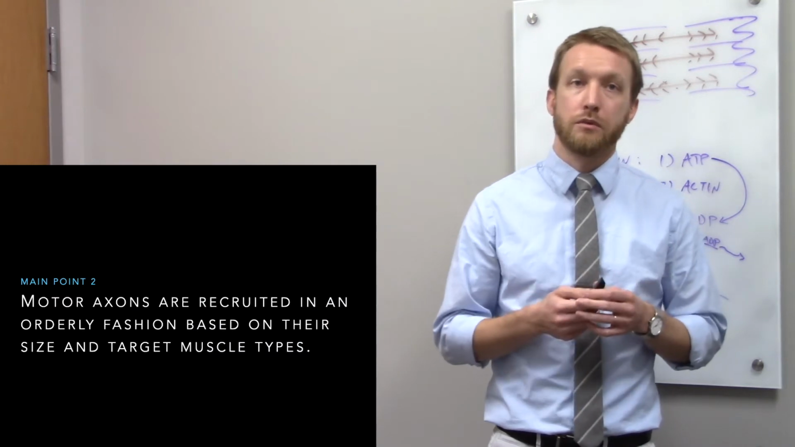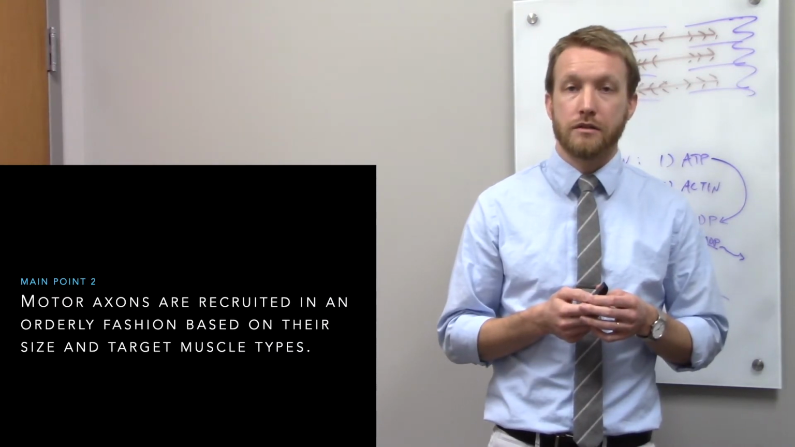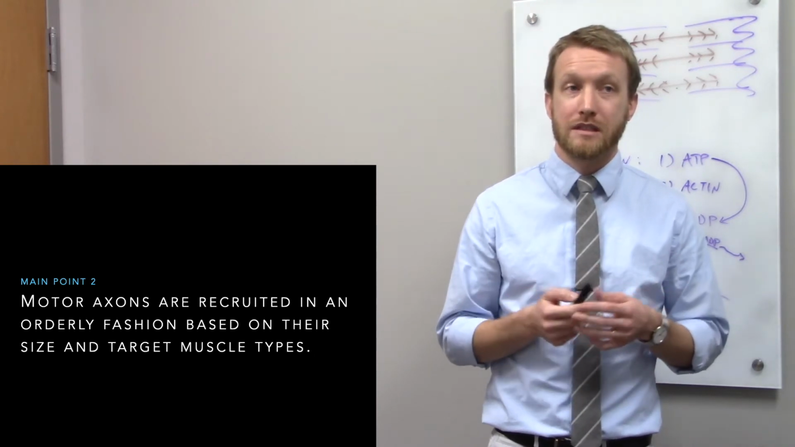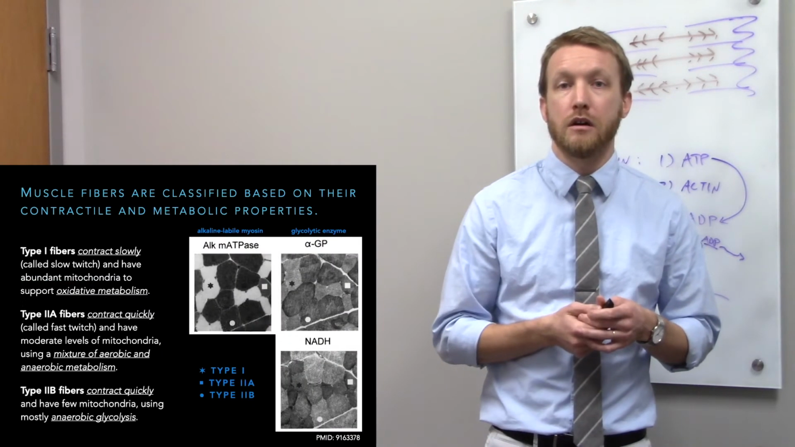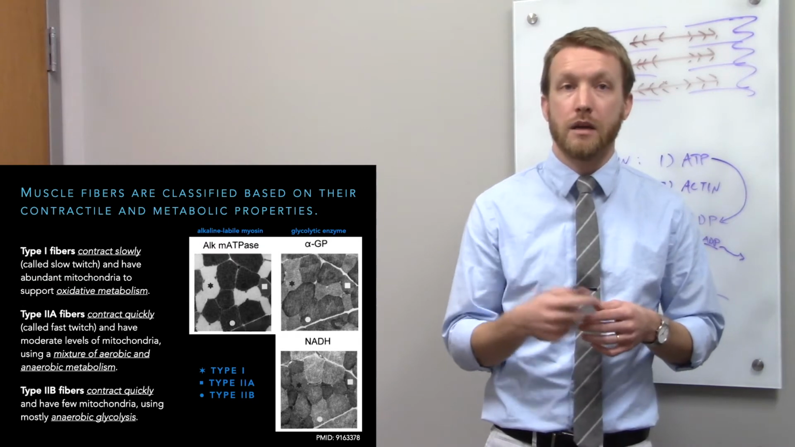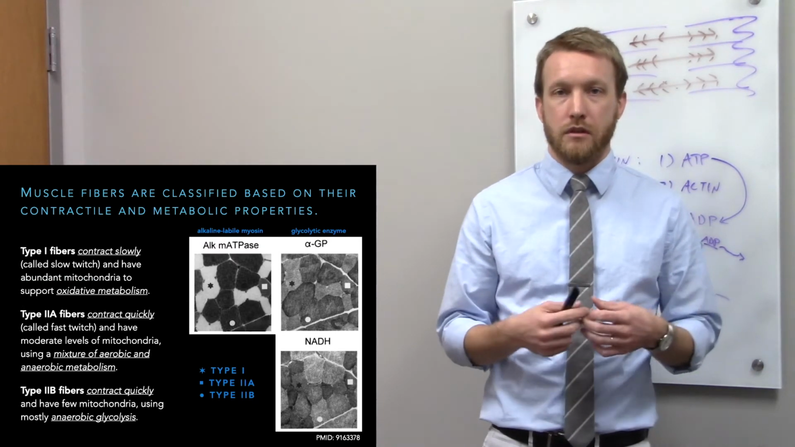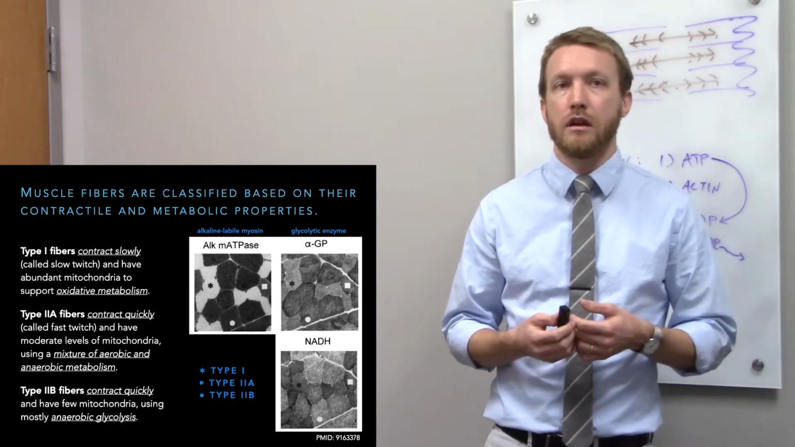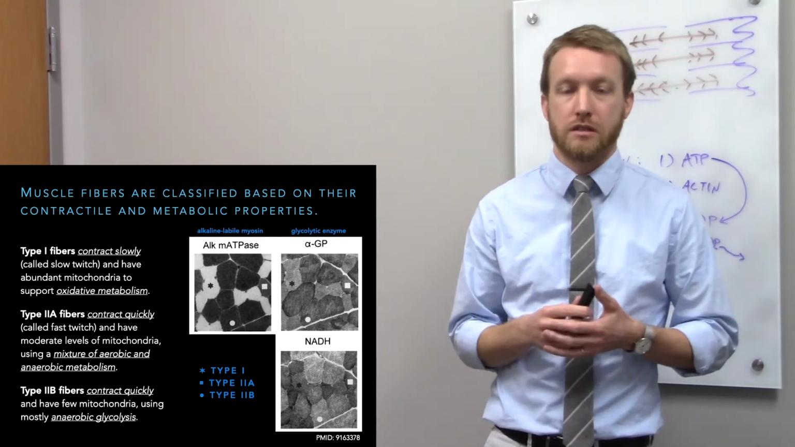Now, the order in which we recruit motor neurons depends on their size. So we're going to follow something called the size principle so that we have orderly recruitment of muscle fibers, depending on their type. There's really two broad types. There's slow twitch, fast twitch. And in fast twitch, we have fast fatigable and then fatigue resistant.